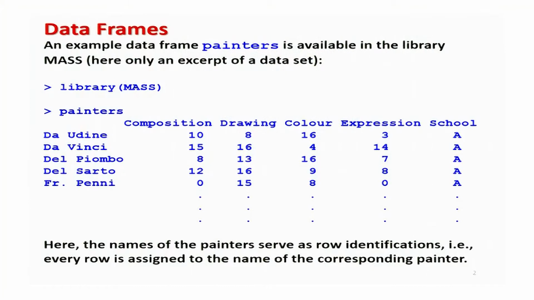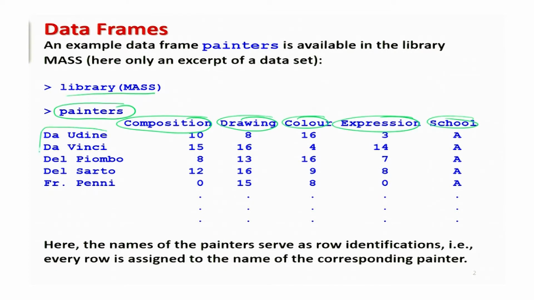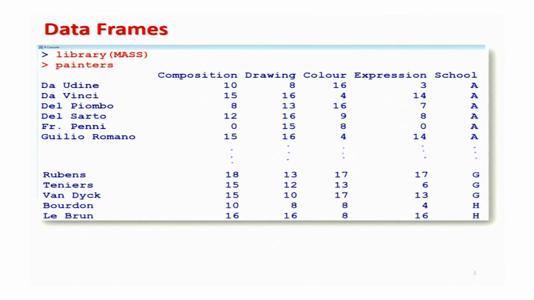If you can recall, we used the library MASS to load the package MASS, and after that we used the data set painters, which had different column names like composition, drawing, color, expression, school, and different row names, which are the names of different painters. This is only a small excerpt of the data set, and it will look like this when you look at it on the R console.